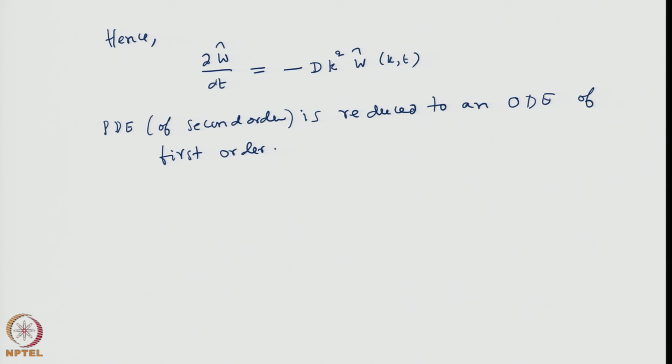Now we note that its integral is going to be simple. So one can write down the solution w caret of k t is going to be some unknown constant, which will not be a function of time because we are integrating over time. So it could be a function of k in general, because that is the other parameter which exists, and this is e to the power minus k square dt. If you integrate, it is simply e to the power minus k square dt.